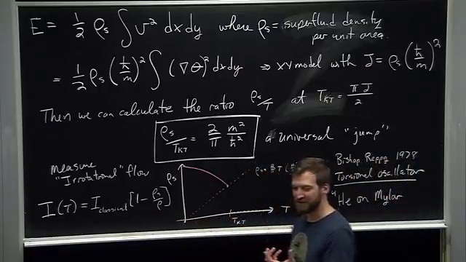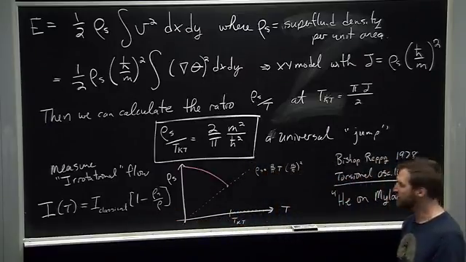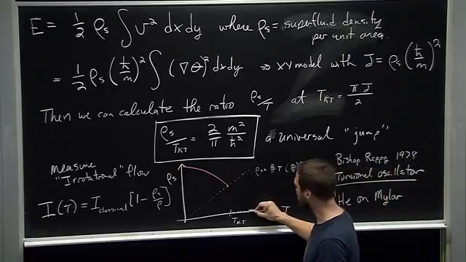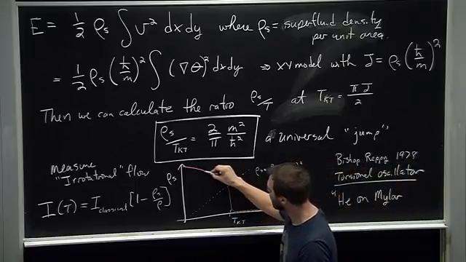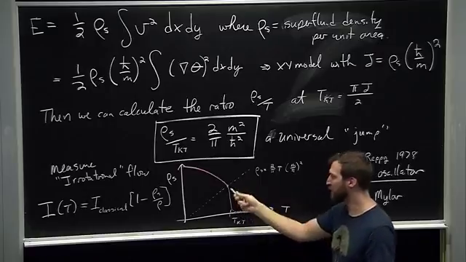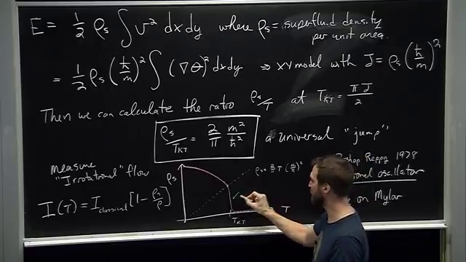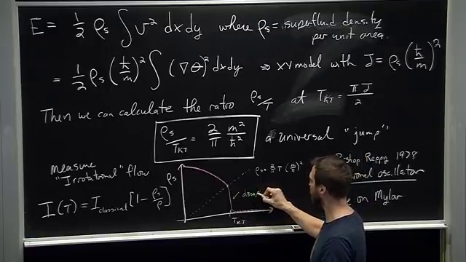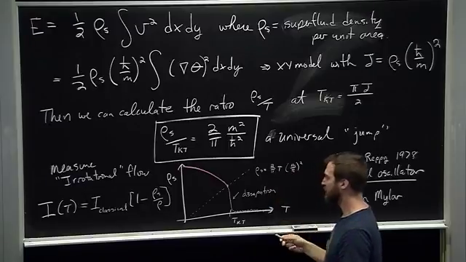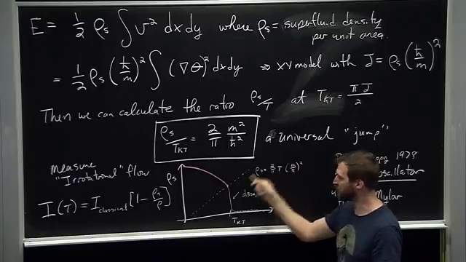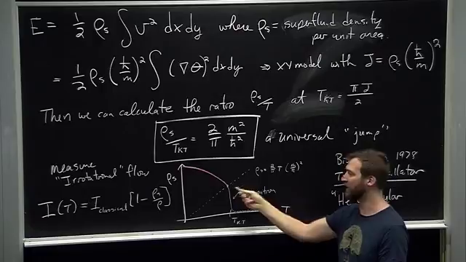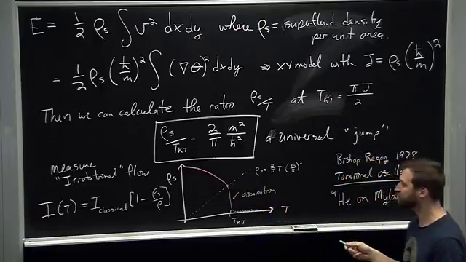What happens is because it's a dynamical system, you're measuring a response function. You actually get a curve that has some sort of dissipation effect. And so this universal jump tells you precisely where Kosterlitz-Thouless is.